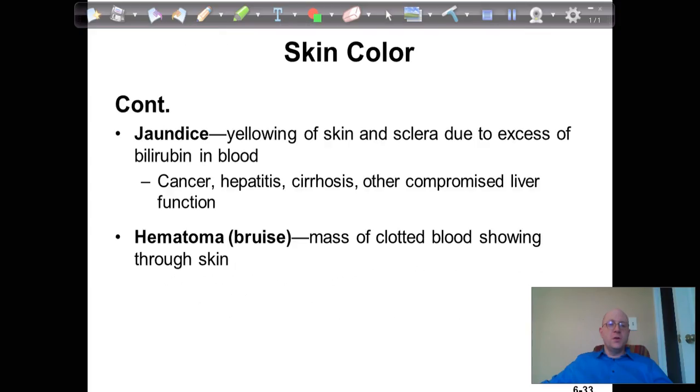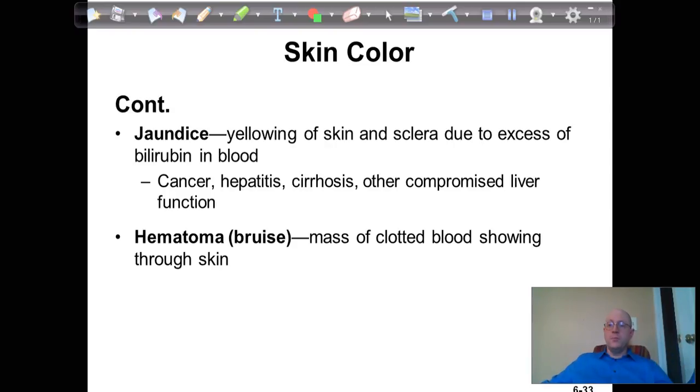Jaundice and hematoma. Okay. Jaundice is yellow skin. Yellowing of skin and sclera, which are the whites of your eyes, due to excess of bilirubin in blood. Bilirubin is a pigment that comes from the breakdown of hemoglobin that's in your red blood cells, and that's normally done by your liver. So if your liver is dysfunctional, then that's when a person might have jaundice.